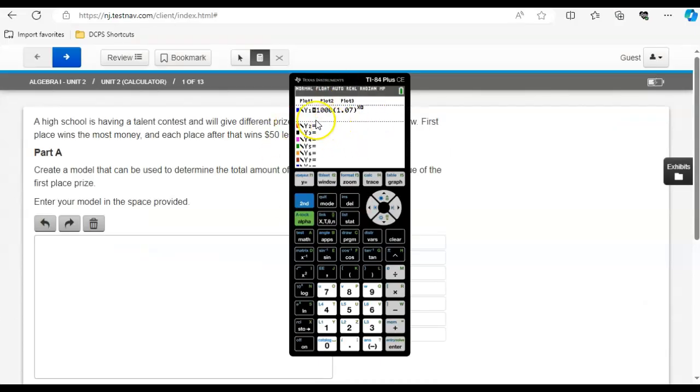All right, so in my calculator, I've gone to y equals and put 1,000 times 1.07 to the power of x, which is our function. I'm now going to go second table, and we're going to look at the table, and we want to see where does it get above 2,000. And so it happens, it looks like between 10 and 11.